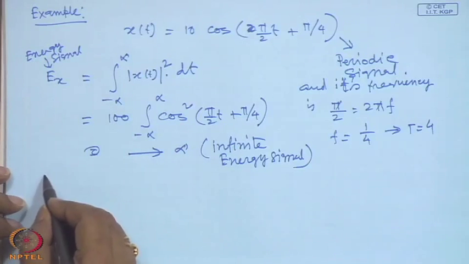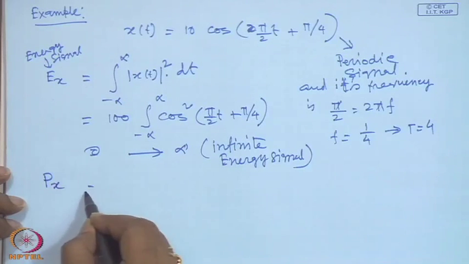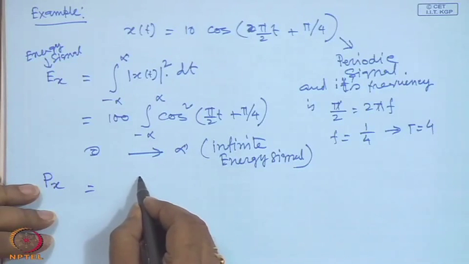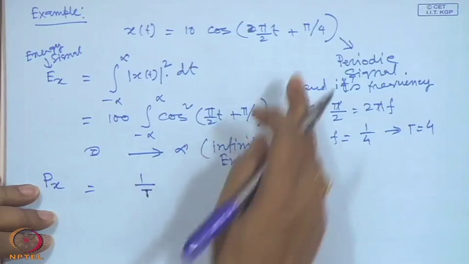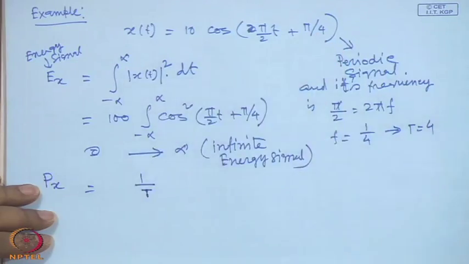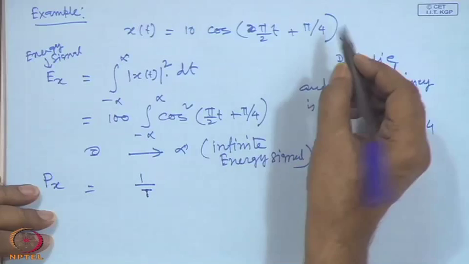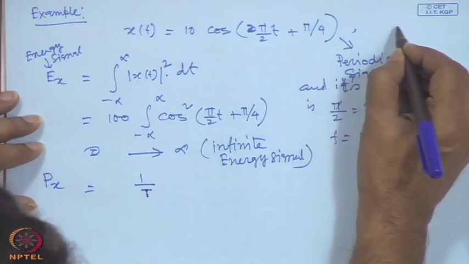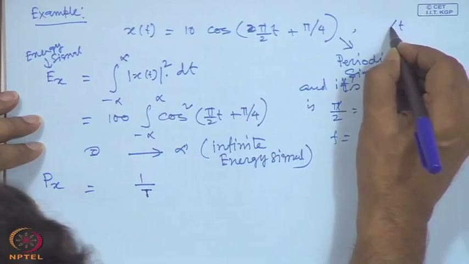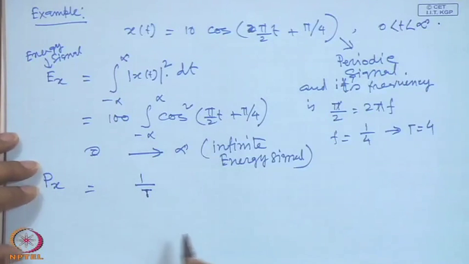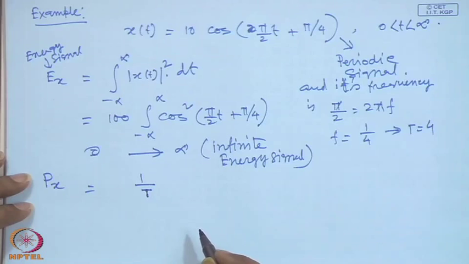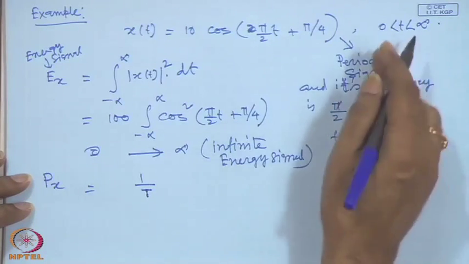But in the case of the power signal, what will we do? 1 by T, because I just considered it from 0 to T. If you consider this defined for T greater than 0 and less than infinity, this is defined into this.